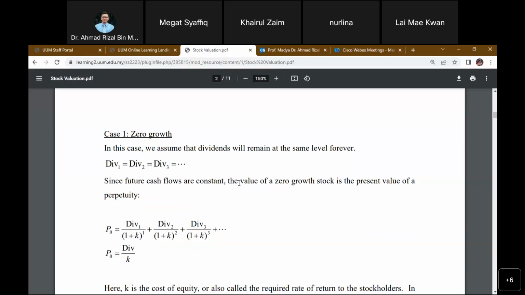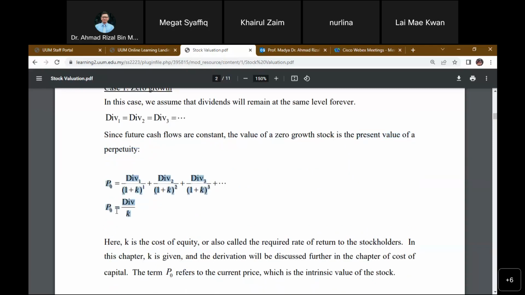Now, since future cash flows are constant, the same level of dividend payment, if we want to value this stock using the present value model, it is the present value of a perpetuity that we have seen earlier. Why perpetuity? Because it's a perpetual dividend payment, the same every year, forever. So we apply the formula we have seen earlier. The numerator is the dividend amount, say $1, divided by K. In stocks, for the discount rate, we use the required rate of return to the stockholders, denoted by K. Some books use R, it doesn't matter.